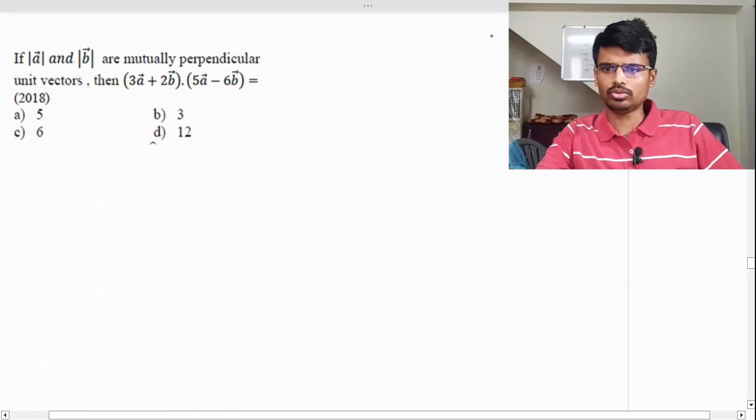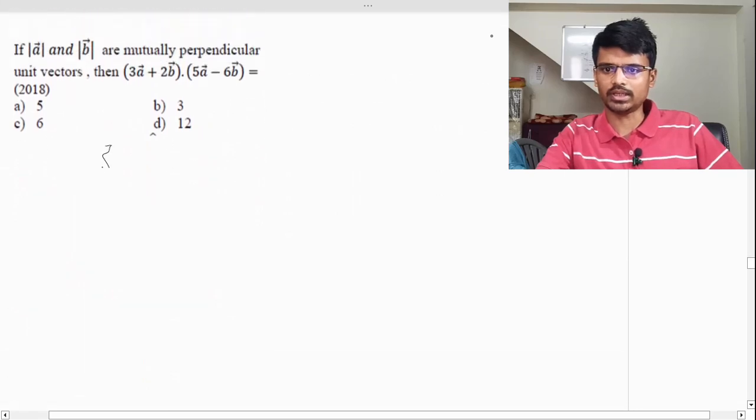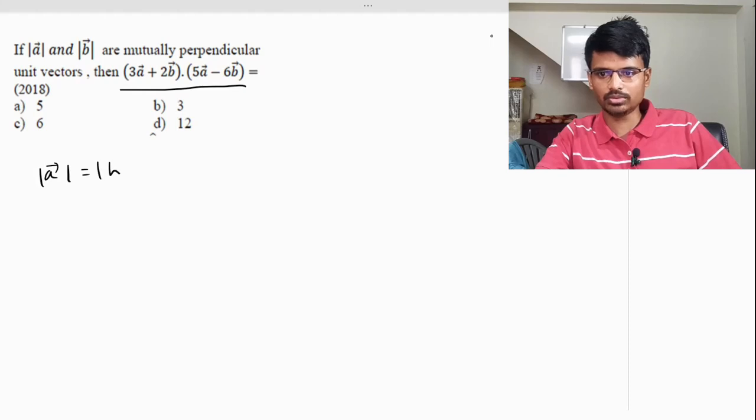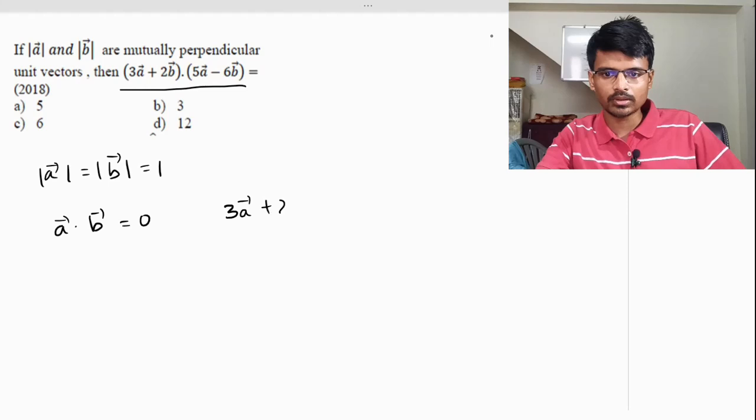So we have got two vectors, vector a and vector b, that are mutually perpendicular, and they are asking us to find the value of this expression. The two vectors are unit vectors, so let me just write that down. Their magnitude is equal to 1 because they are unit vectors, and they are mutually perpendicular, meaning a dot b is equal to 0. Okay, so we have got this data. Now let me find the value of the expression. 3a bar plus 2b bar times 5a bar minus 6b bar.